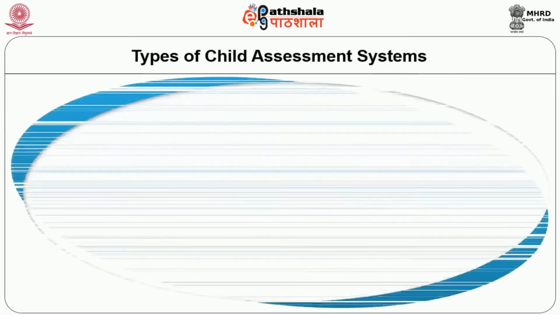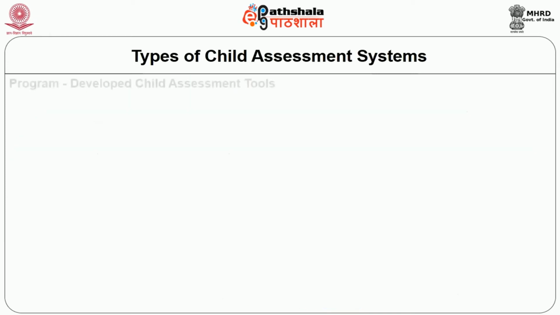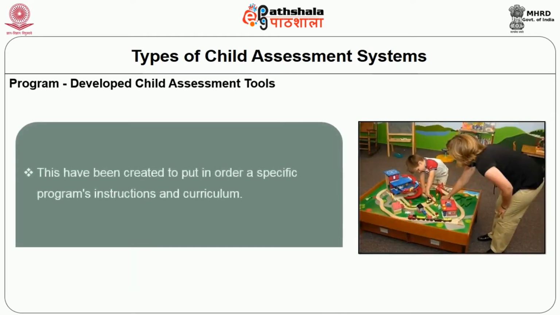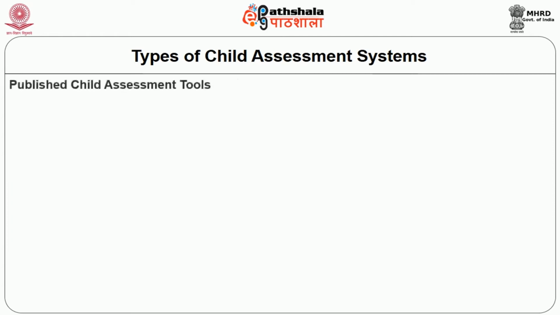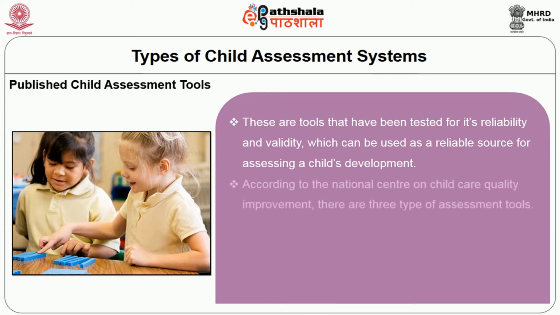Types of child assessment. According to the Massachusetts Department of Early Childhood Care and Education and the National Center on Child Care Quality Improvement, there are two types of assessment tools. Program developed child assessment tools have been created to put in order a specific program's instructions and curriculum. Published child assessment tools are tools that have been tested for reliability and validity, which can be used as a reliable source for assessing a child's development.